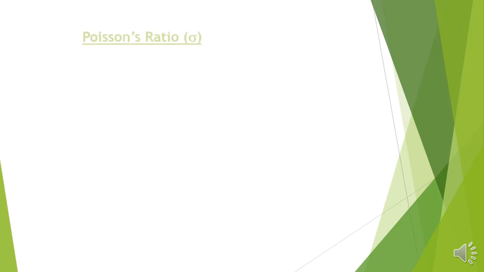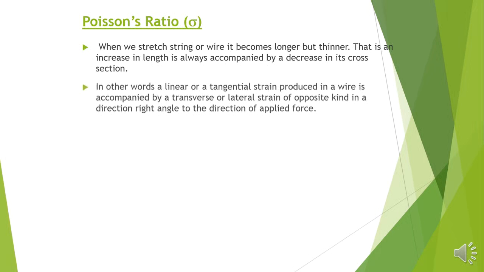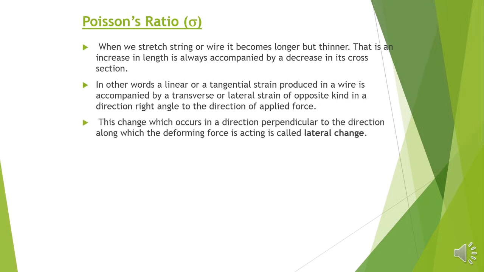Next, Poisson's ratio sigma. When we stretch a string or wire, it becomes longer but thinner. That is, an increase in length is always accompanied by a decrease in its cross section. In other words, a linear or longitudinal strain produced in a wire is accompanied by a transverse or lateral strain of opposite kind in a direction at right angle to the direction of applied force. This change, which occurs in a direction perpendicular to the direction along which the deforming force is acting, is called lateral change.